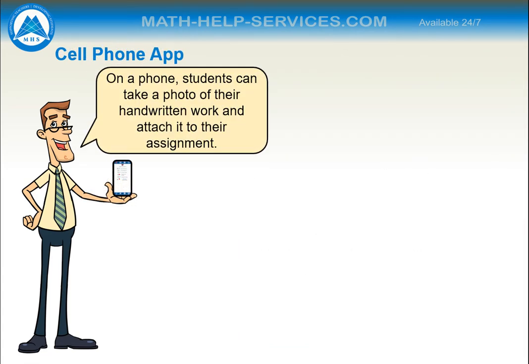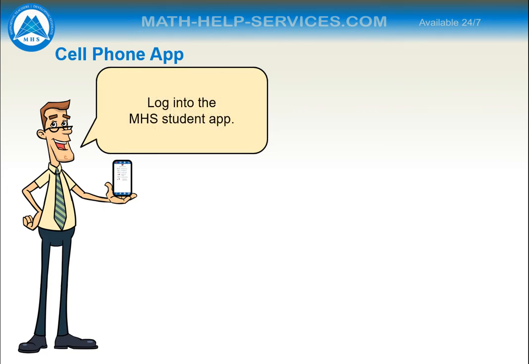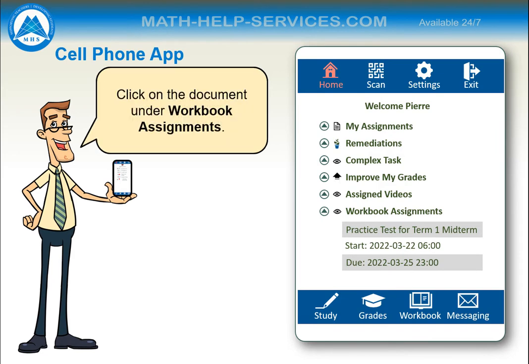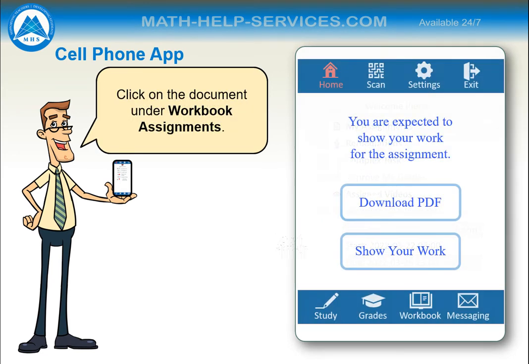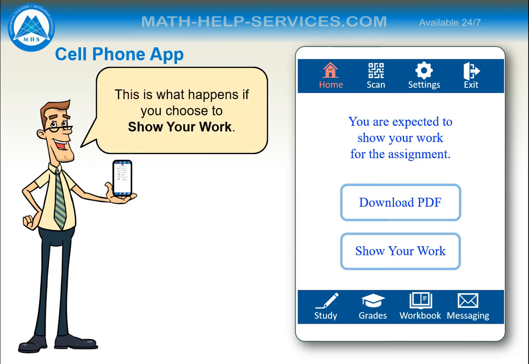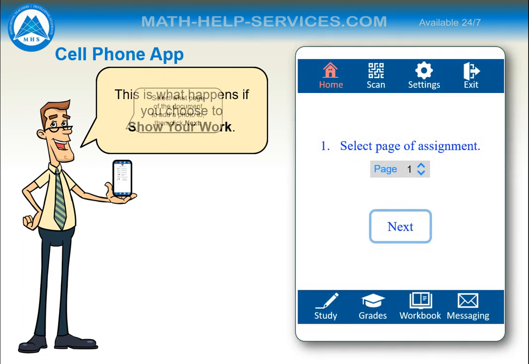On a phone, students can take a photo of their handwritten work and attach it to their assignment. Log into the MHS Student app. Click on the document under Workbook Assignments. Click to download the PDF or to show your work. This is what happens if you choose to show your work.